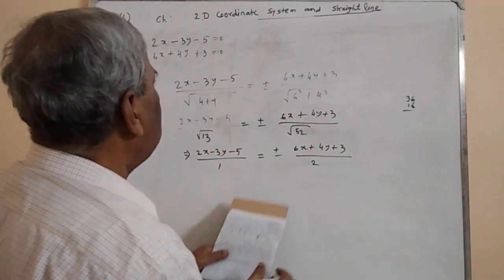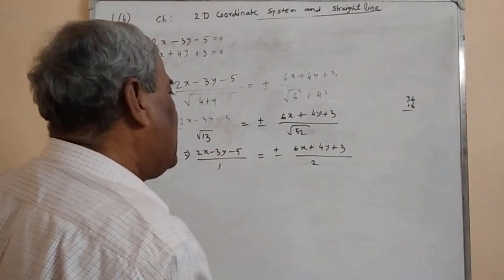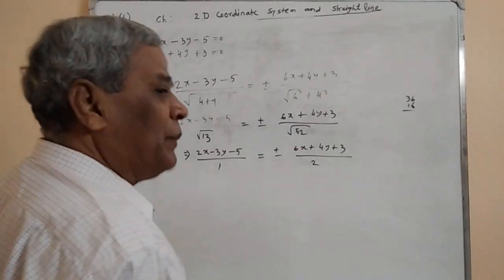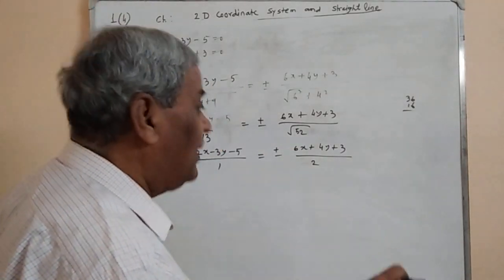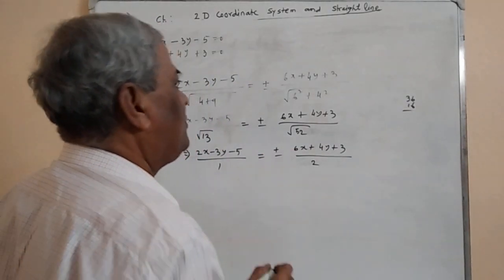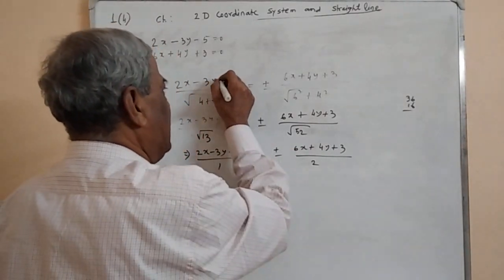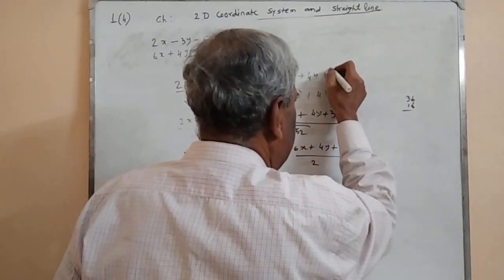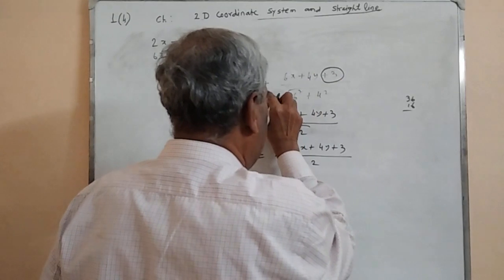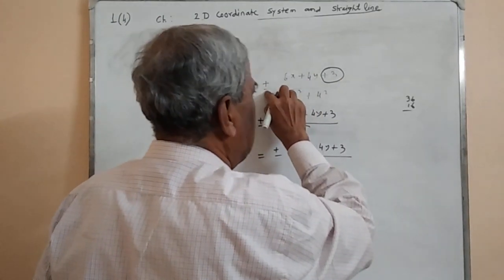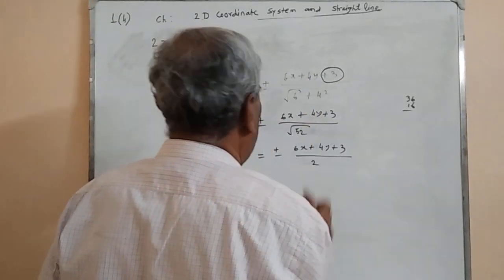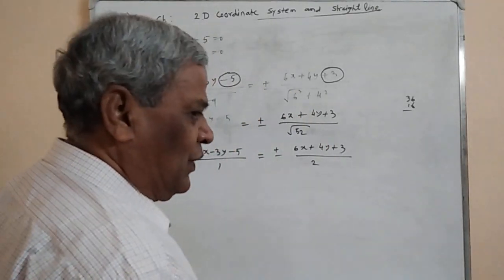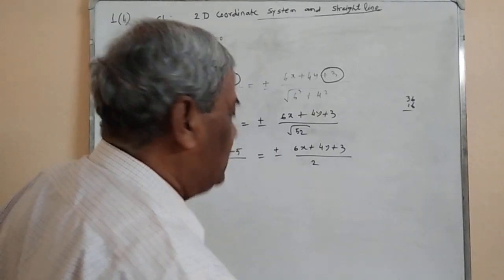Now these are the equations of the bisectors. Now we have to find the equation of the bisector of the angle which contains the origin. You see, this is negative, so we have to make this sign negative. That is, we have to take the negative sign here, so that it will give you the equation of the bisector of the angle containing the origin.